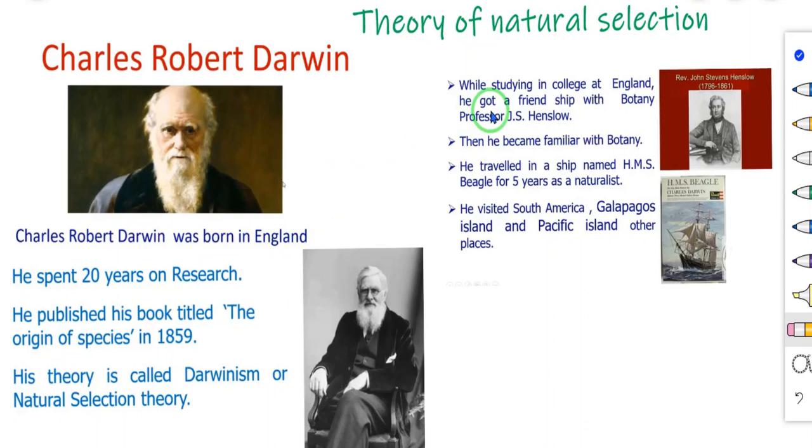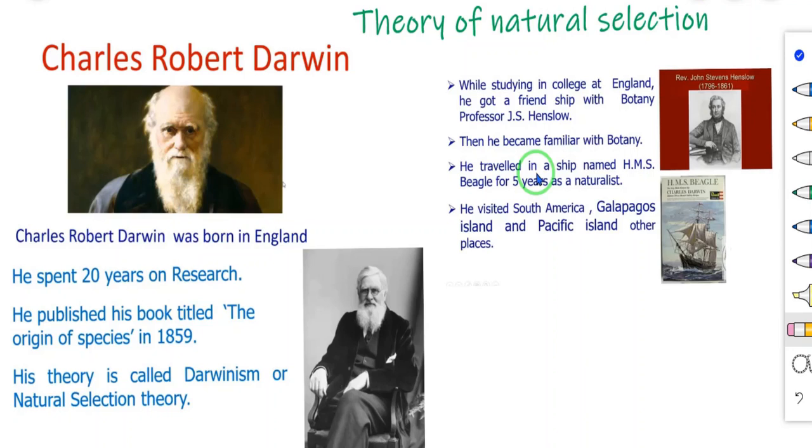While studying in college at England, through his friendship with botany professor J.S. Henslow, he was fascinated towards nature. Because of that, he became familiar with botany. At that time, the British planned a voyage of exploration for 5 years on a ship named HMS Beagle around South America. He travelled in the ship HMS Beagle for 5 years as a naturalist.